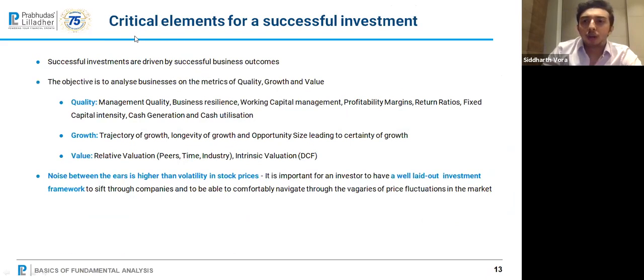फाइनली मैंने आपको जो बोला था होली ट्रिनिटी, वो 3 चीज का है, क्वालिटी, ग्रोथ एंड वैल्यू. अगर ये 3 आप समझ सकते हो और इस पे मेहनत करके एक व्यू बना सकते हो तो यू विल बी सक्सेसफुल. बिकॉज ये जो लाइन है, नॉइज बिटवीन द ईयर्स इज हायर देन वॉलेटिलिटी इन स्टॉक प्राइसेस. इसका मतलब ये है कि एवरी डे मार्केट में, मार्केट का रूल धर्म यही है कि रोज प्राइस बदलेगा, या ऊपर जाएगा या नीचे जाएगा.